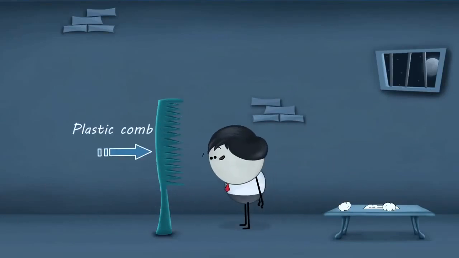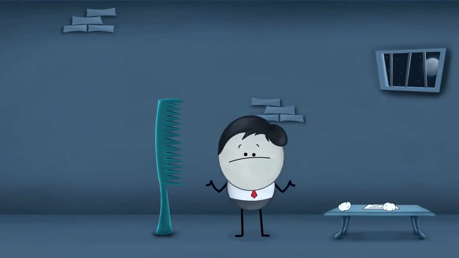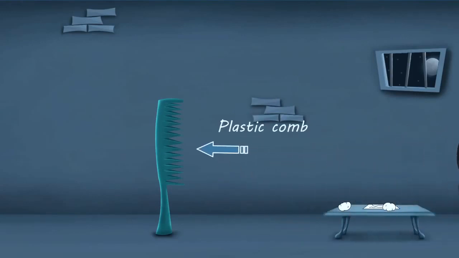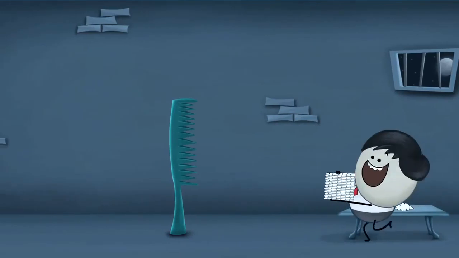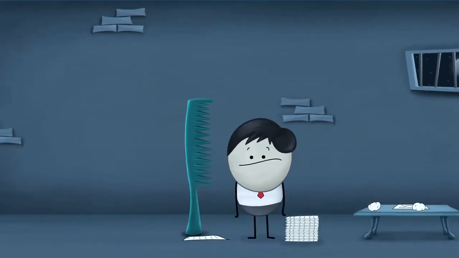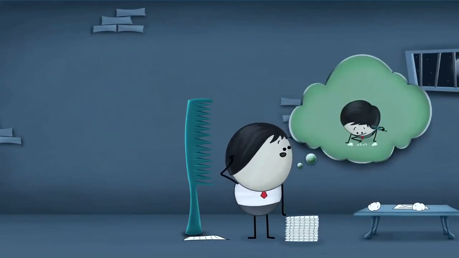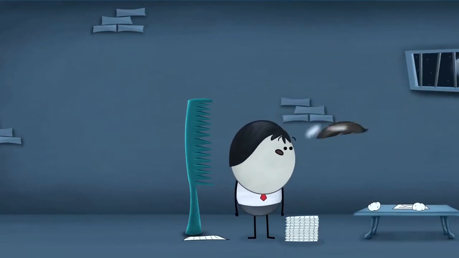So, was the plastic comb initially electrically neutral or electrically charged? Initially, the plastic comb was electrically neutral. That means it had an equal number of positive and negative charges. Hence, it did not have the ability to exert a force and attract the pieces of paper. So, after rubbing the plastic comb on our dry hair, why was it able to attract the pieces of paper? I will tell you why.